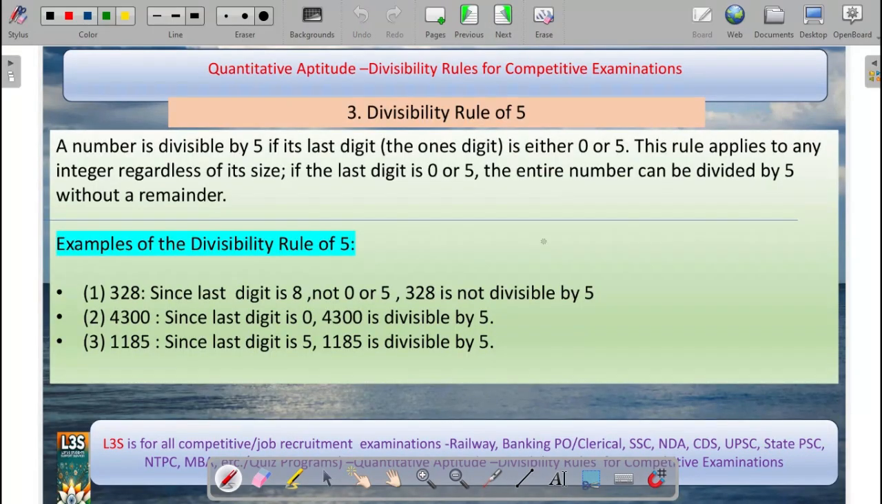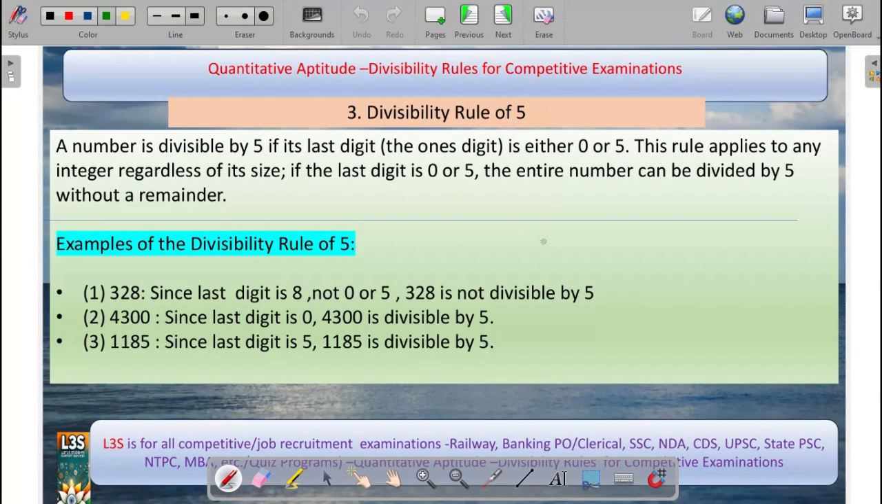Now we will see the divisibility rule of 5. A number is divisible by 5 if its last digit is 0 or 5. Only these two digits work.